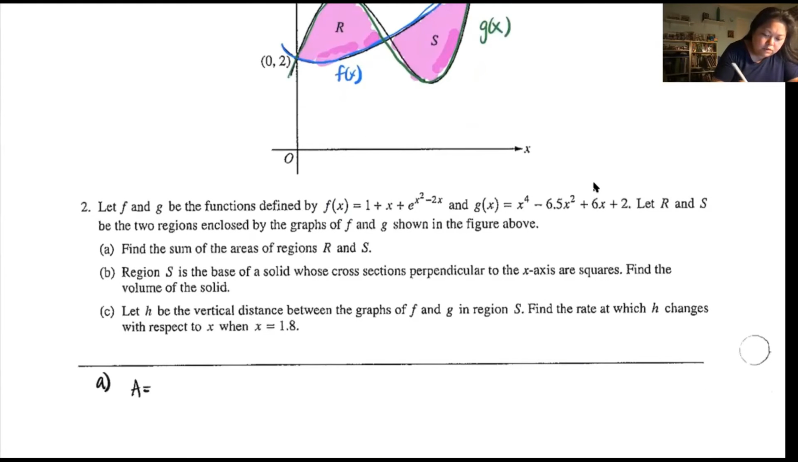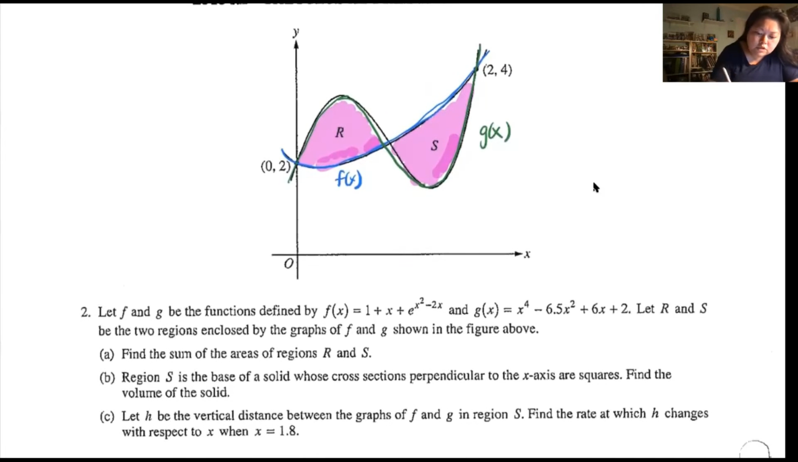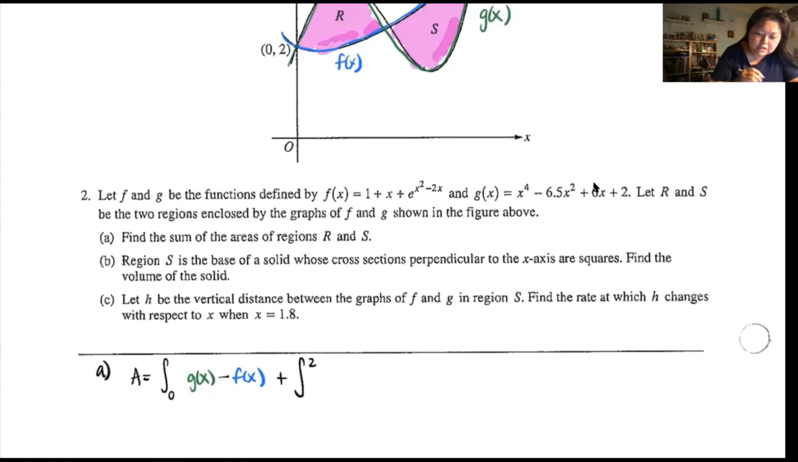So in your integral for your area, in part A, you're going to say area equals the first integral from 0 to whatever that intersection is, which we'll go back to the graph and look at. But it is definitely g of x minus f of x in the first section. And then plus the integral of, does it tell me? Oh, it goes to 2. So something to 2. I don't know what the intersection is, but now the blue is on top, so it's going to be f of x minus g of x.